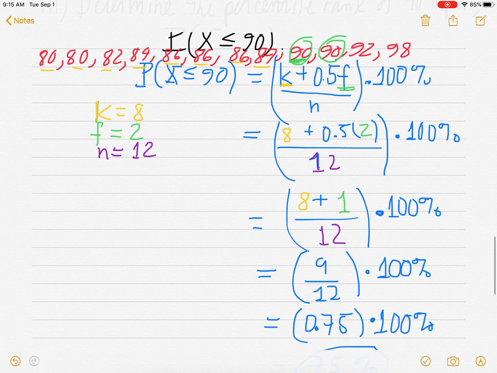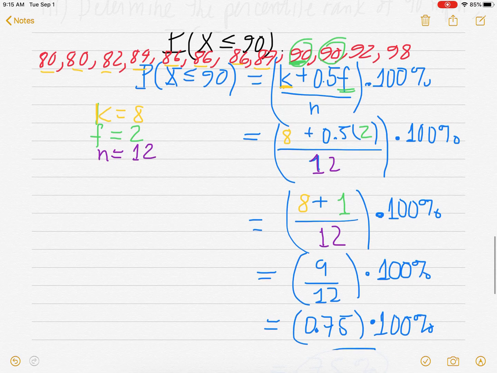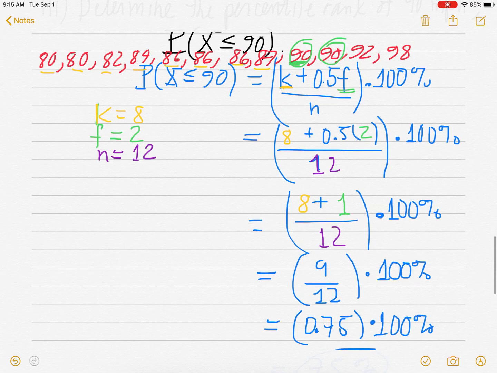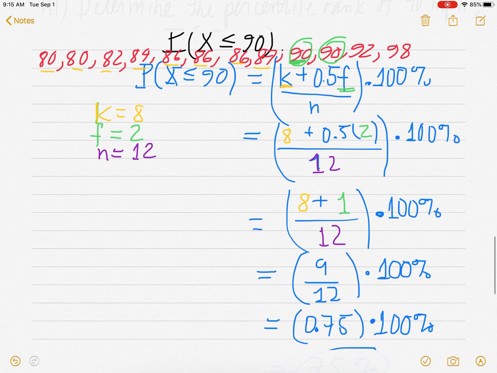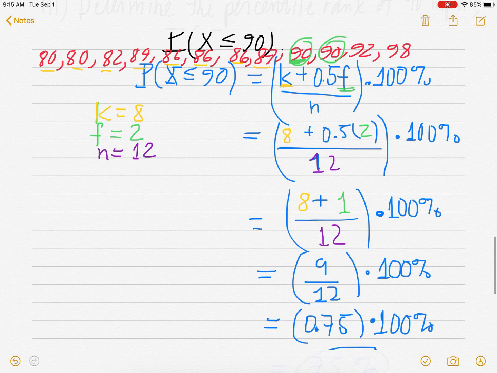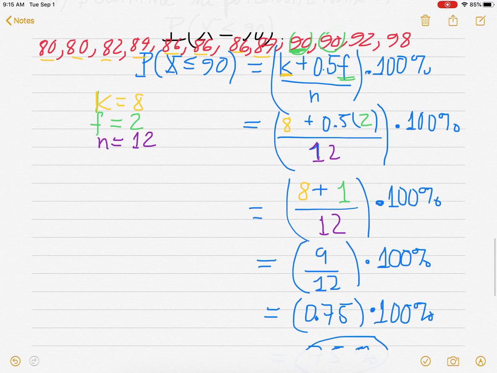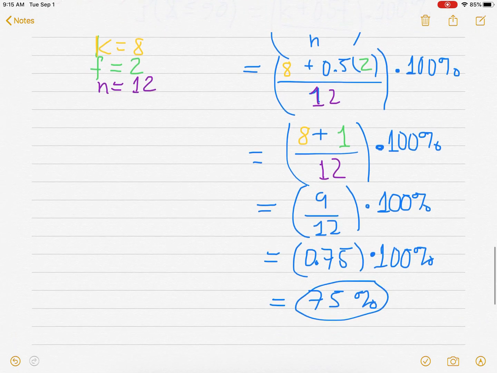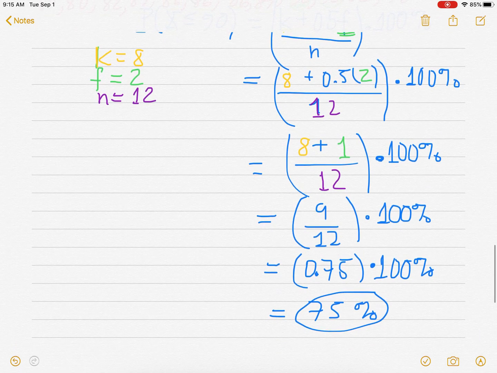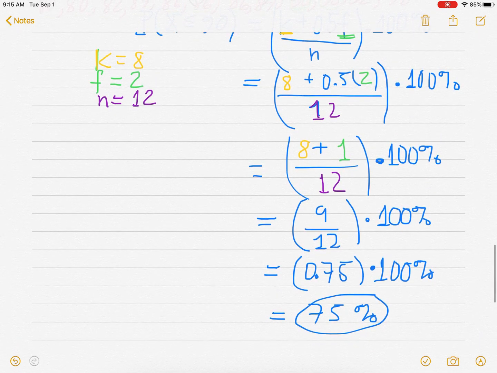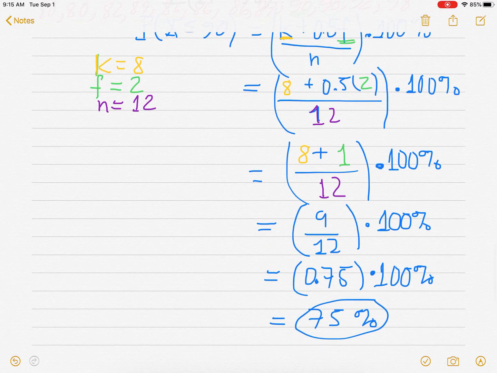So what we're saying is there's 75% of data values at the level of 90 or below the level of 90. That's what that's saying. Okay, so I think I'm going to quit here with finding the percentile rank of a particular data value. We'll do a little more with percentile rank.